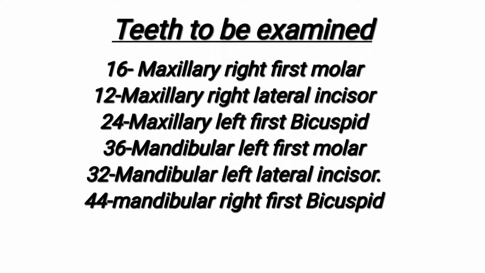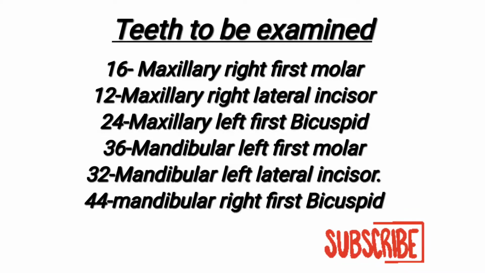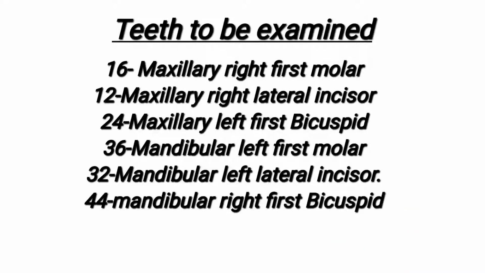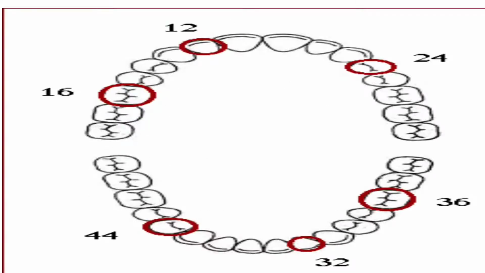What are the teeth which are examined during the plaque index calculation? The teeth are 1-6, that is maxillary right first molar, 1-2, that is maxillary right lateral incisor, 2-4 maxillary left first bicuspid, 3-6 mandibular left first molar, 3-2 mandibular left lateral incisor, and 4-4 that is mandibular right first bicuspid, which means premolars. Now, the teeth which are circled by red are examined, that is 1-6, 1-2, 2-4, 3-6, 3-2 and 4-4.